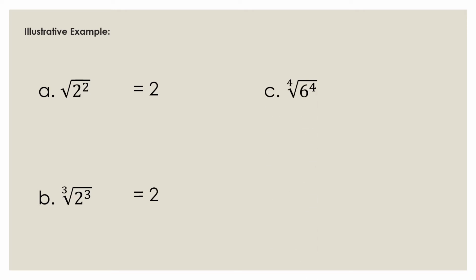Here is an illustrative example. Letter A, the square root of 2 squared is equal to 2. Letter B, the cube root of 2 cubed is also equal to 2. Letter C, the fourth root of 6 raised to the power of 4 is equal to 6. And letter D, the fifth root of 6 raised to 5 is still equal to 6.